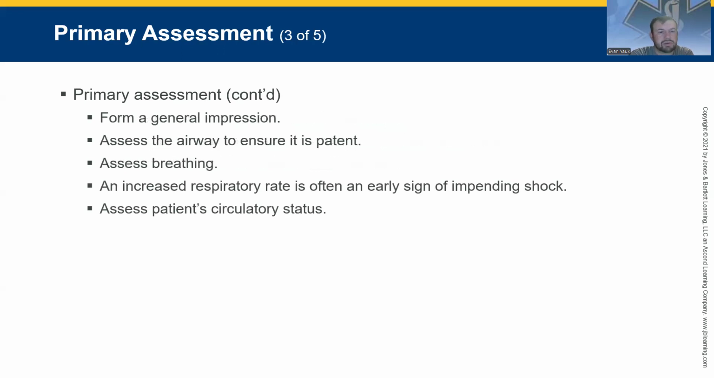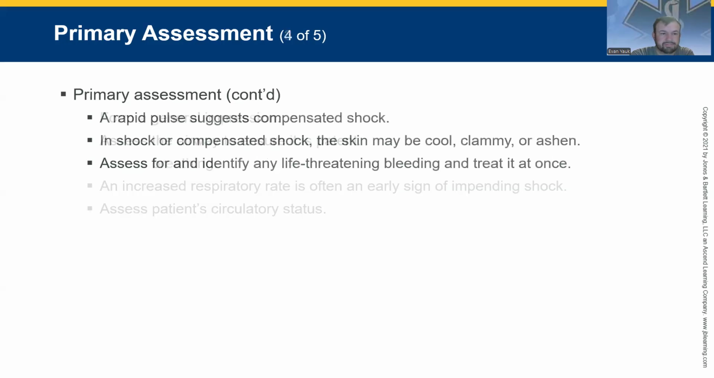Primary assessment, form a general impression, assess the airway to ensure it is patent, assess breathing. An increased respiratory rate is often an early sign of impending shock. Assess patient's circulatory system or status. A rapid pulse suggests compensated shock. Their body is fighting to save themselves. In shock or compensated shock, the skin may be cool, clammy, or ashen. Assess for and identify any life-threatening bleeding and treat it at once.